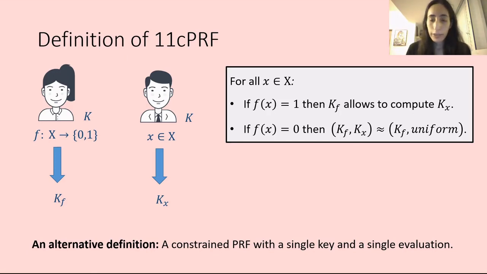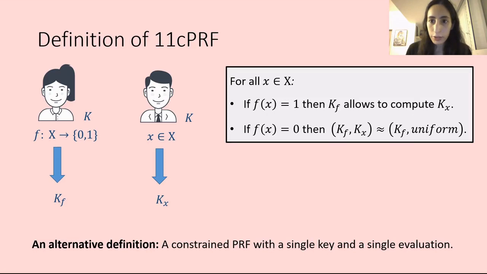So if we look at this constraint PRF primitive, and now we restrict the adversary to only see a single constraint seed and also to only see a single evaluation of the function on some input that is not authorized by the seed, then we get exactly the setting that you can see on the slide here, the setting of the 1-1 constraint PRF. So 1-1 denotes that this is a constraint PRF where the adversary can see one key and also one evaluation.